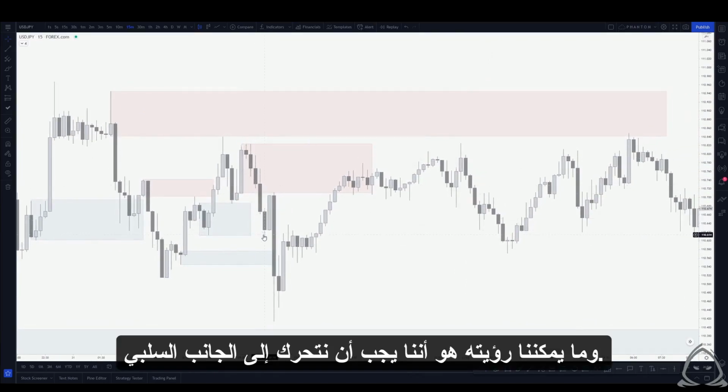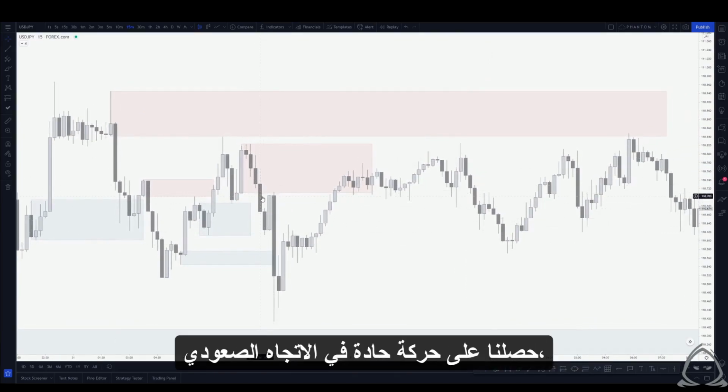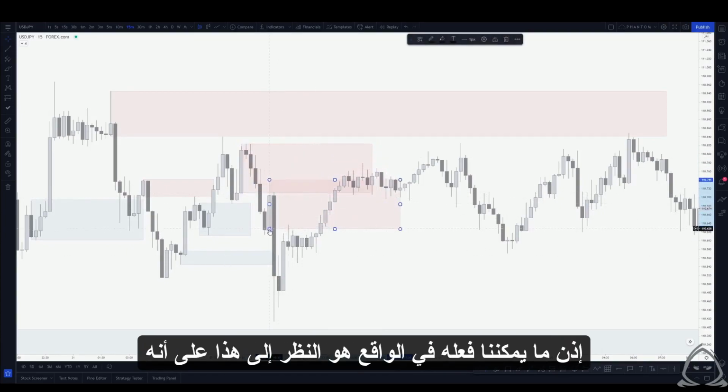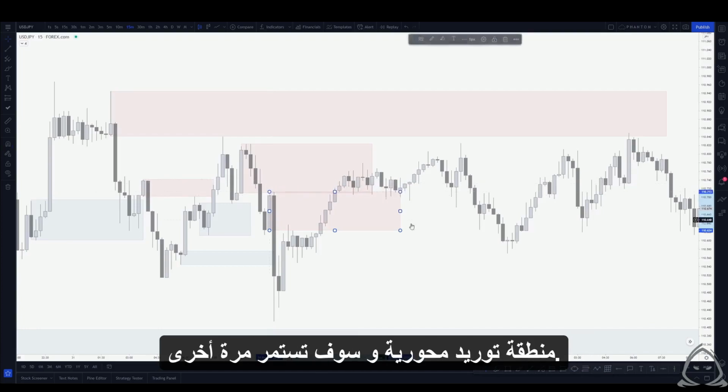And what we can see is we get a move to the downside. We get a sharp move to the upside, followed by another sharp move to the downside. So what we can actually do is view this as a pivot supply zone. And we'll keep continuing on once again.